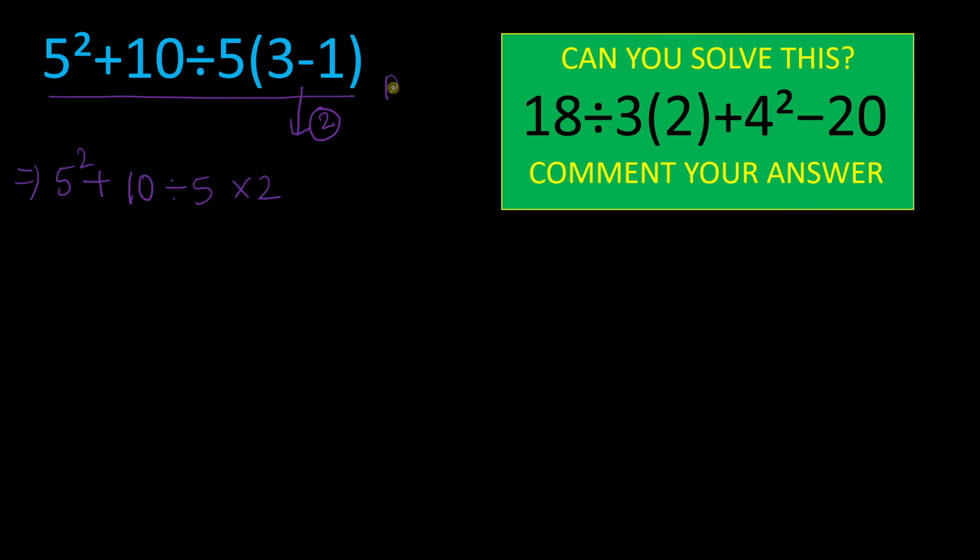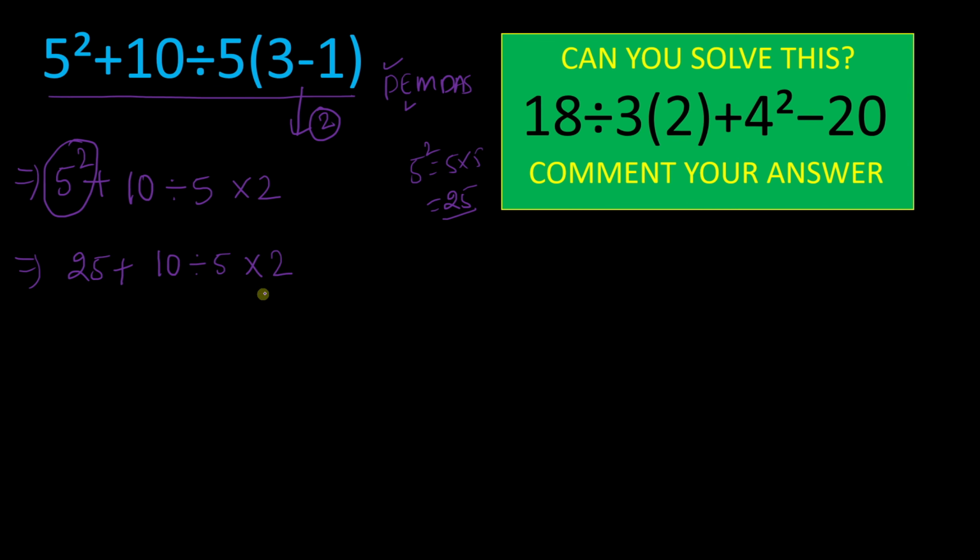And next, let's write from this here. Parenthesis done. Next, we have this exponent part, which is 5 square. And 5 square can be written as 5 times 5, which equals 25. So here, 25 plus 10 divided by 5 times 2.